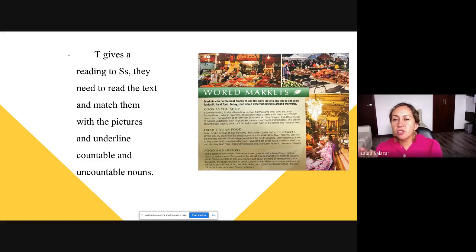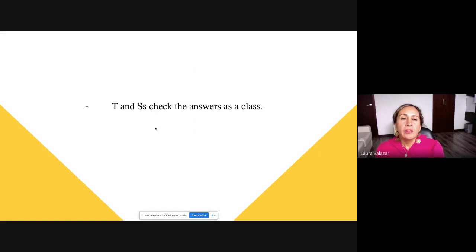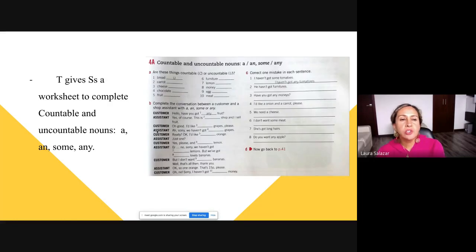For food and history, which of these pictures correspond to that. And then they need to underline countable and uncountable nouns from the reading. Teacher and students check the answers as a class. Then teacher gives students a worksheet to complete countable and uncountable nouns, a, an, some, and any.